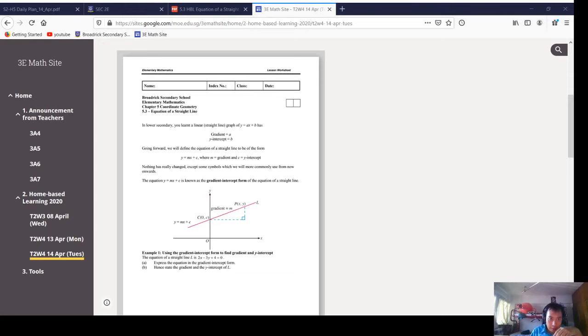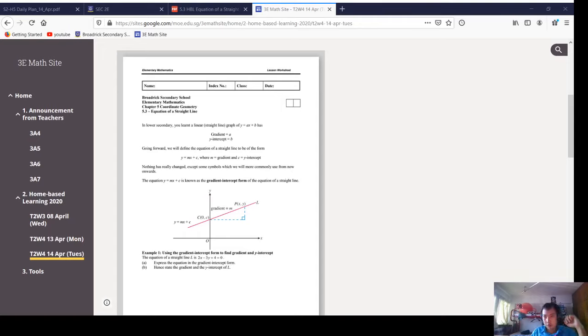This line has a gradient of 2 over 5 and passes through the origin. So we start off with what we know: y equals m. They told us the gradient m is 2 over 5, so y equals 2 over 5 x. And if the graph passes through the origin, let me just write c first, then we do a little bit of thinking.